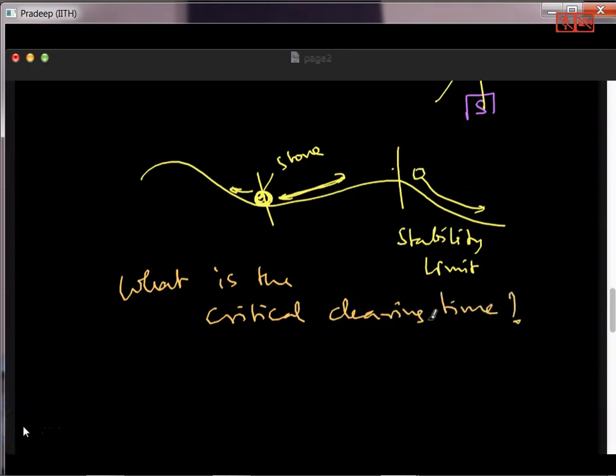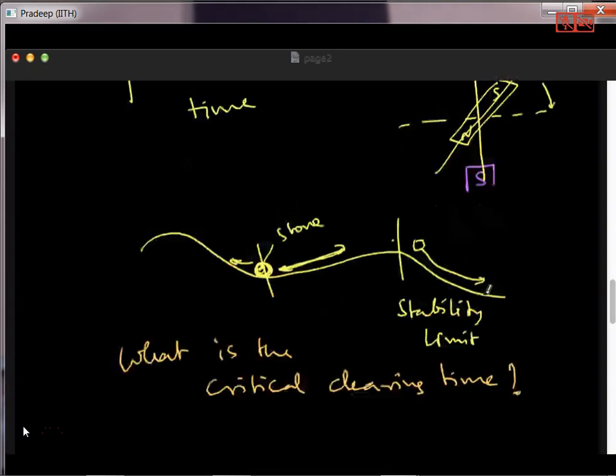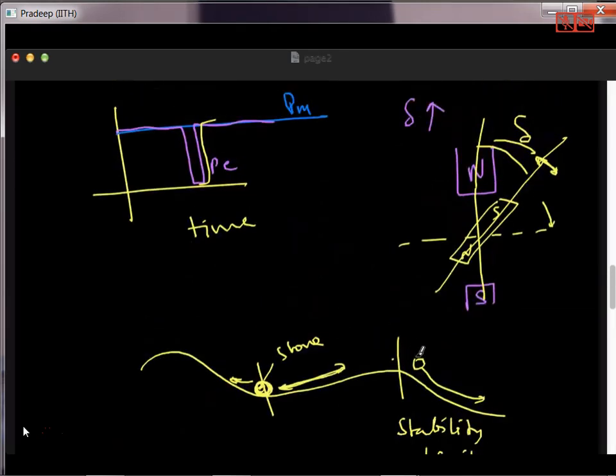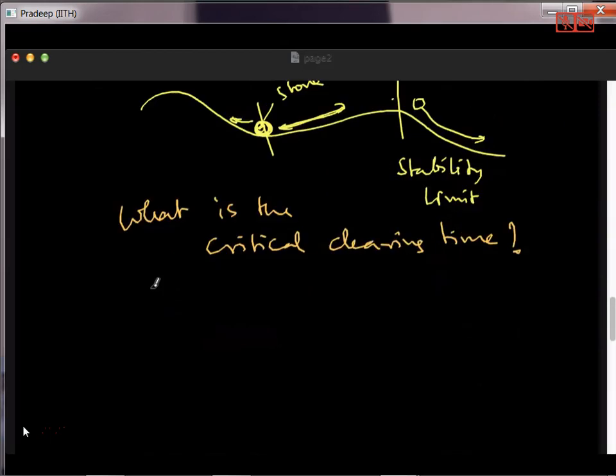So this is what the stability study involves. If I know the critical clearing time, that means the time before which stability is maintained and the time after which stability is lost. So I will try to clear all the faults before the critical clearing time so that the machine is maintained under stability. So that is the problem that we are trying to solve.